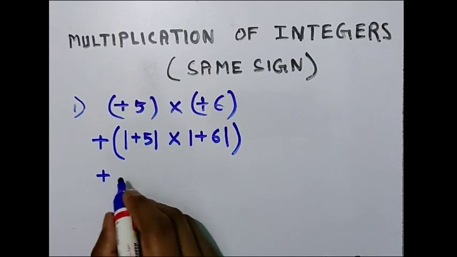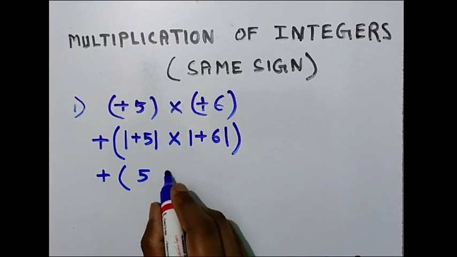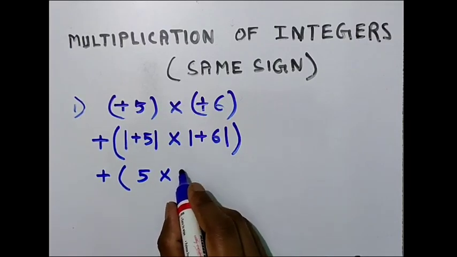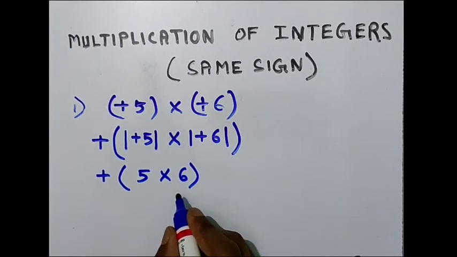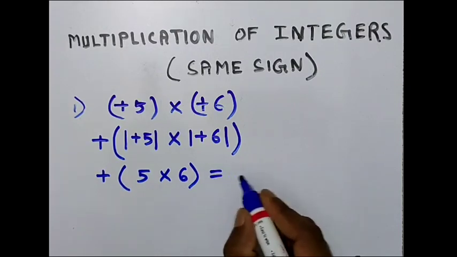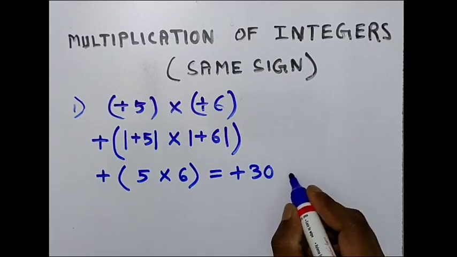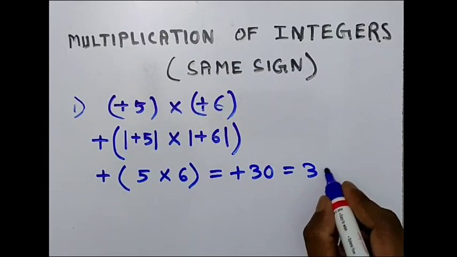Then what is the absolute value of positive 5? 5, and absolute value of positive 6? 6. 6 times 5 will give us 30. So the answer will be positive 30, or simply we can say 30.